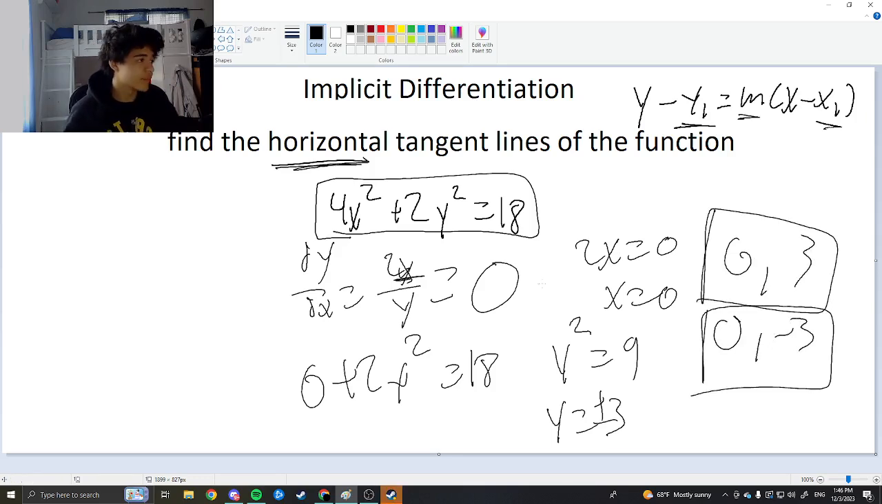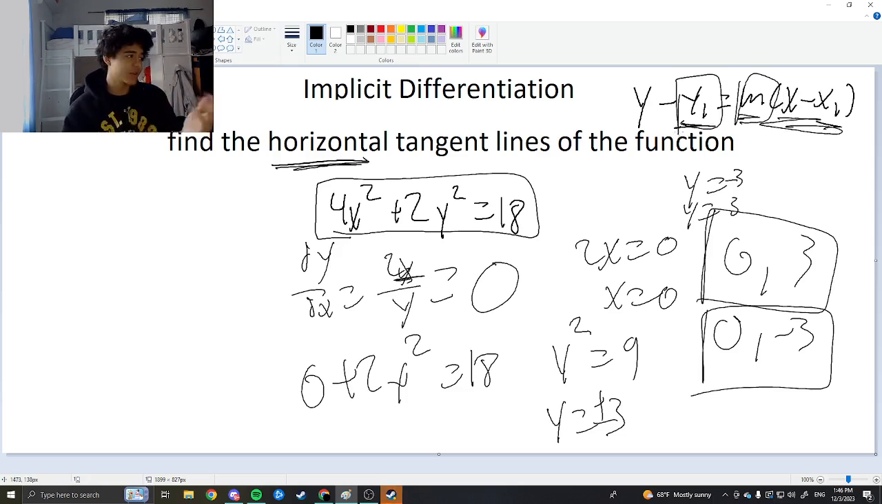If you wanted to plug everything back into the equation to write the actual tangent lines, it would just be y equals negative 3 and y equals 3, because our m in this case is 0 because of the horizontal tangent line. So everything on the right side is going to equal 0, because it's 0 times the x values. So our y value here is 3 or negative 3, and it would just be y equals negative 3 and y equals 3. So that's it for implicit differentiation. It's pretty important, but it's a little bit hard. We're moving on.